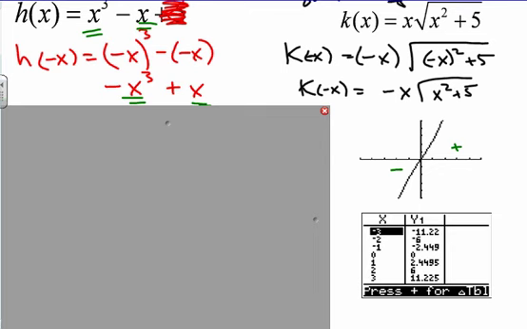You can also see that when I plugged in 1, I got 2.4495. When I plug in negative 1, I got the same value, but opposite. That is what we mean by symmetry over the origin in odd functions: when you plug in the opposite, you get the opposite output, unlike even functions. All right, so that is how we can determine odd and even functions.